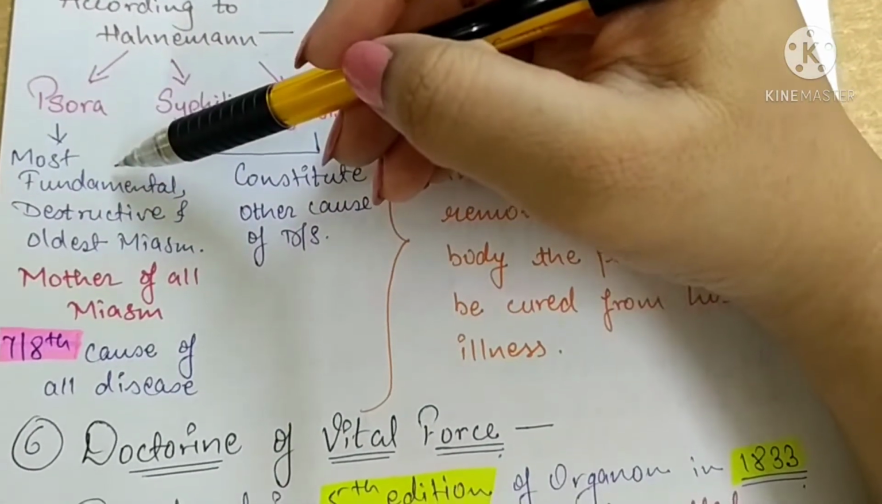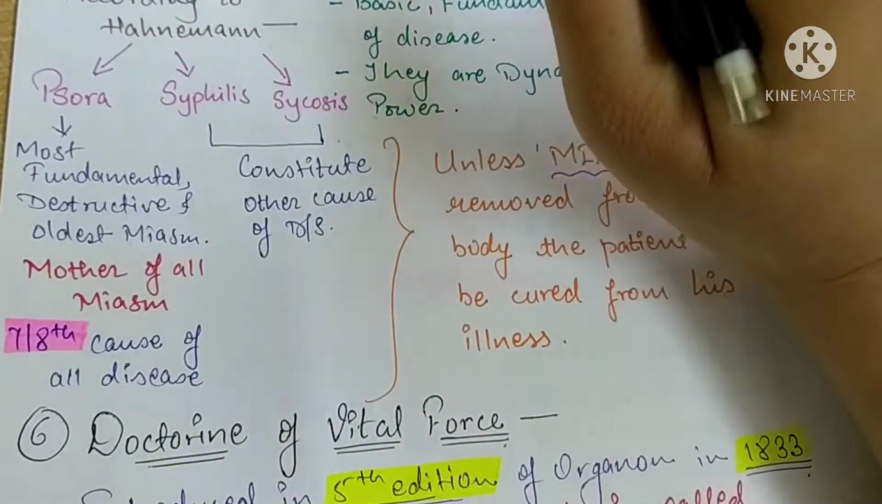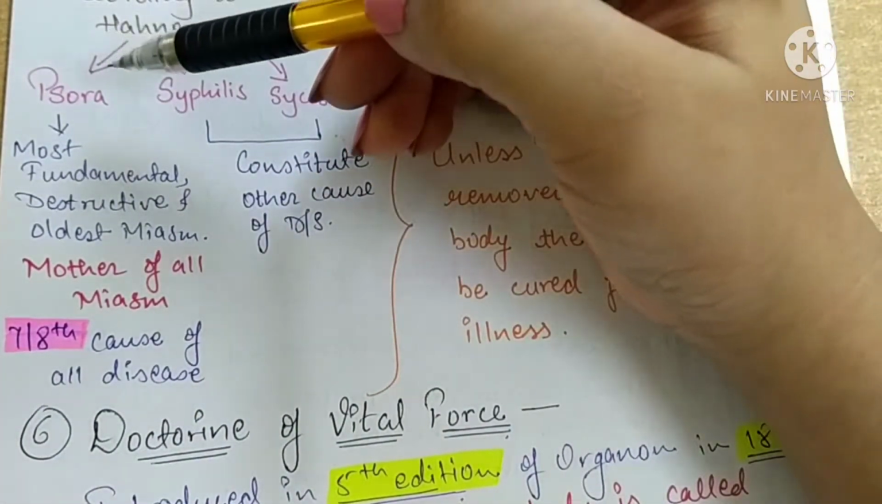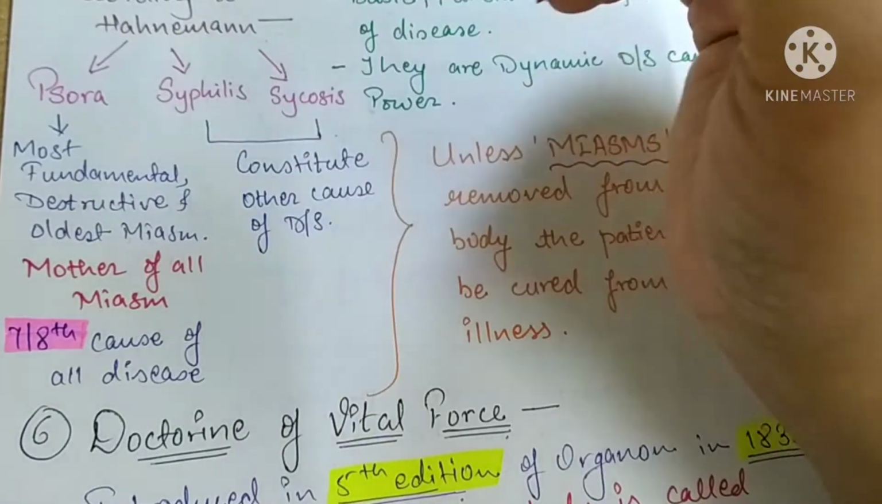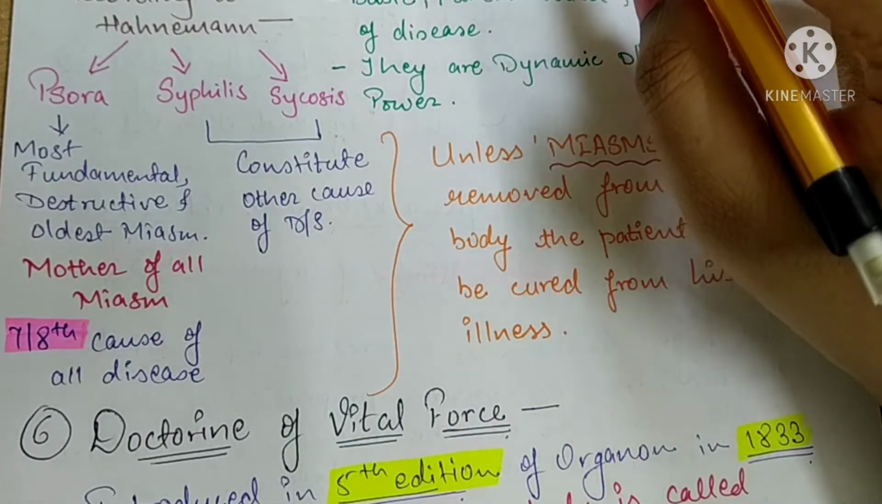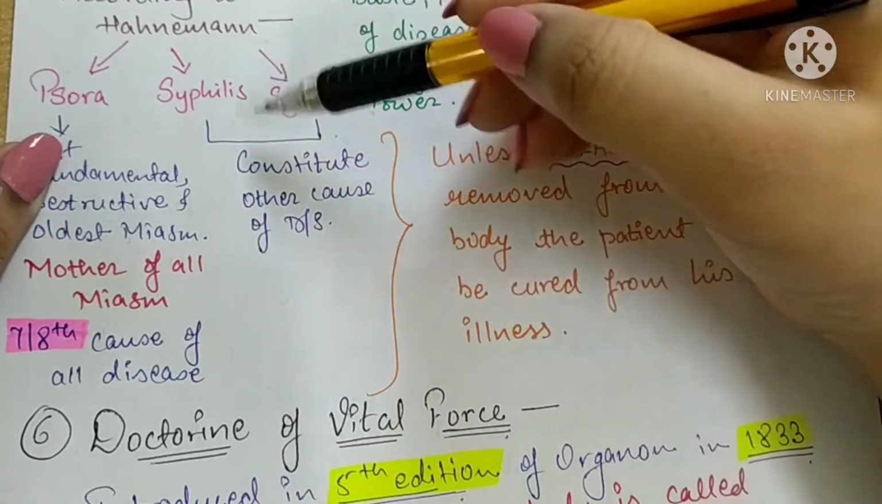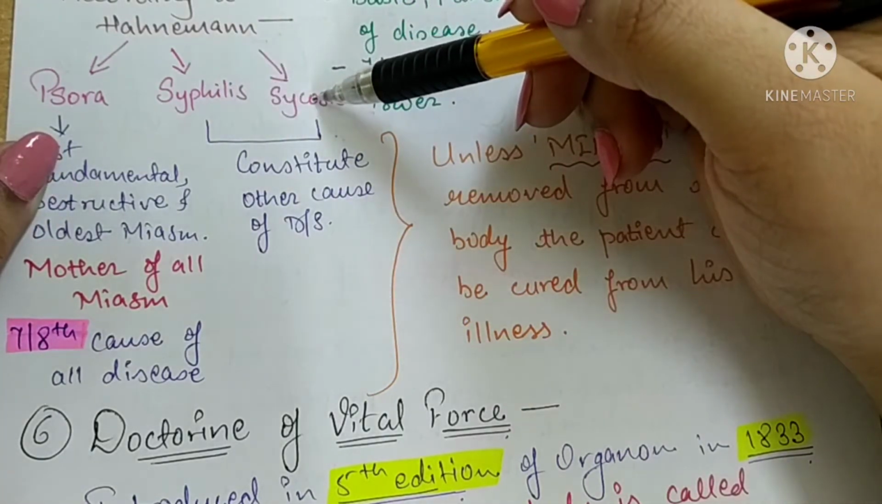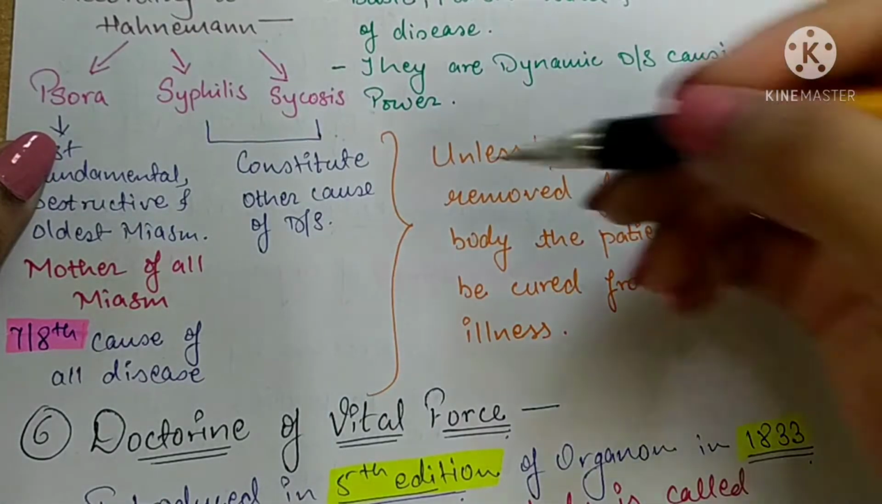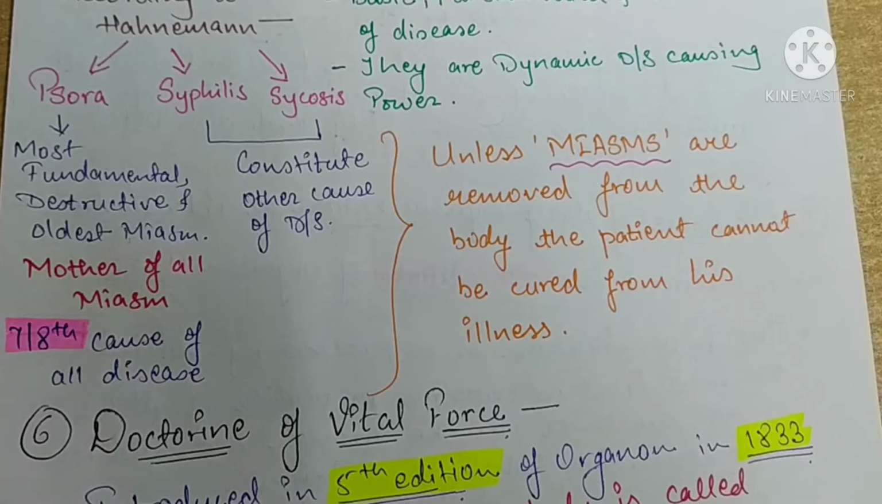And this is the most fundamental, destructive, and oldest miasm. Every person starting a disease has this psora in its background. Always keep in mind that psora is in the background of every disease. Now coming to syphilis and sycosis, these are two miasms which are chronic miasms.